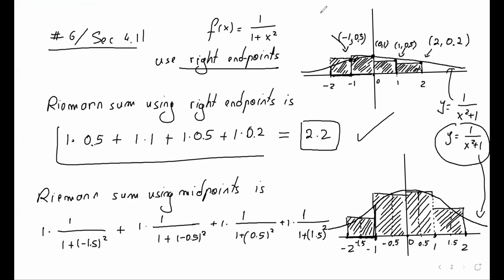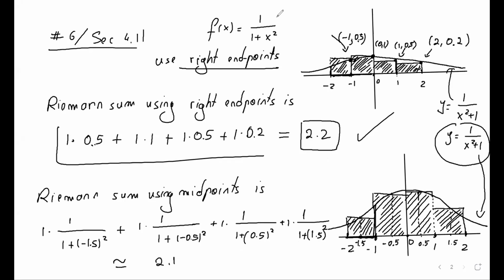Folks, let me just check that you all see my whiteboard, right? So over here, by using right endpoints, where rectangles had parts outside and parts inside, you get 2.2. By using midpoints, you get 2.1. So not too far off from each other, folks. So I can say here that this sum is approximately 2.1.